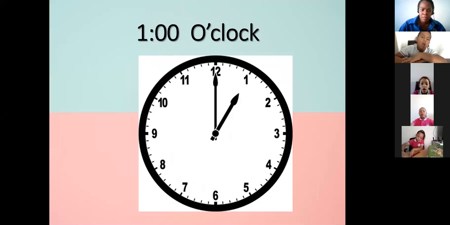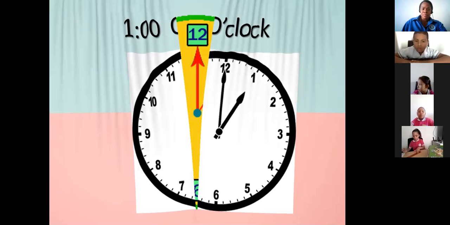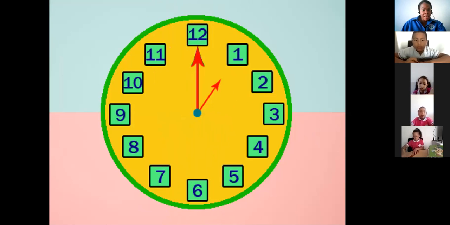1 o'clock. Okay, we have a manual here. Cuando la manecilla chiquitita está aquí marcando, esa es la hora. Y cuando está marcando a las 12, es la hora exacta. 1 o'clock. What time is it? ¿Qué hora es? It's 1 o'clock.